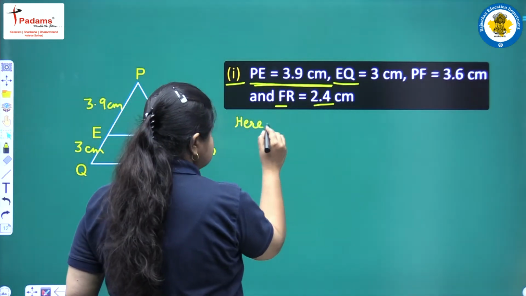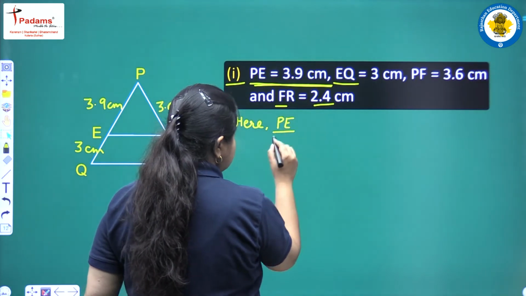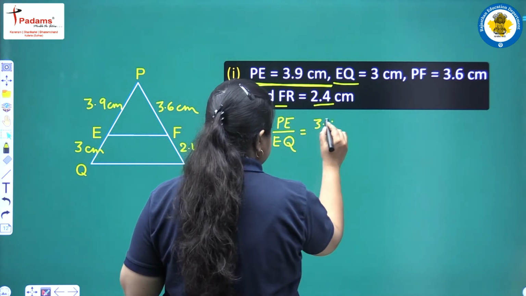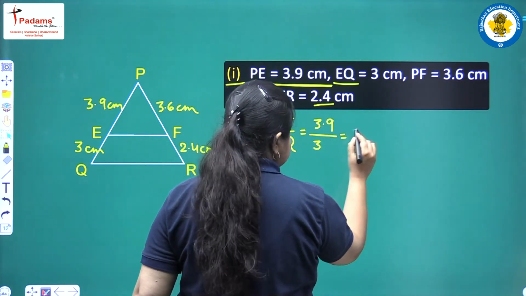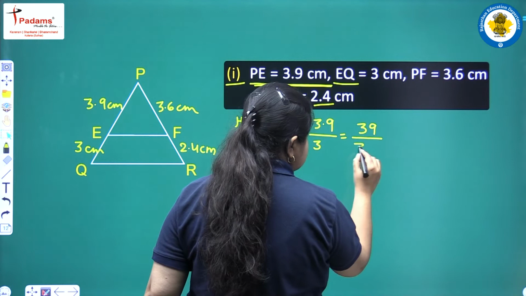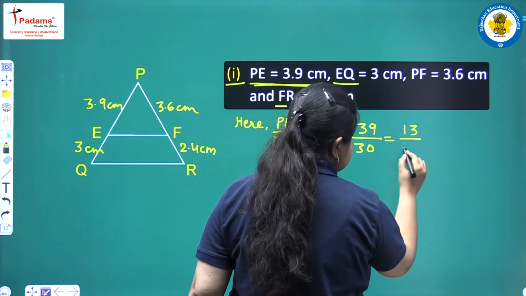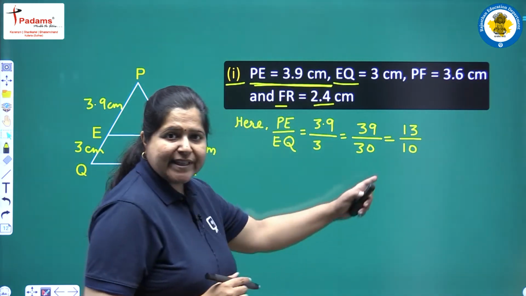Now first here we will find the ratio of these two parts PE upon EQ. PE upon EQ. This is equal to, you can see, 3.9 upon 3. This can be written as 39 upon 30. Divide by 3. It will go 13 times and then 13 by 10. ये हो गया simplest form.